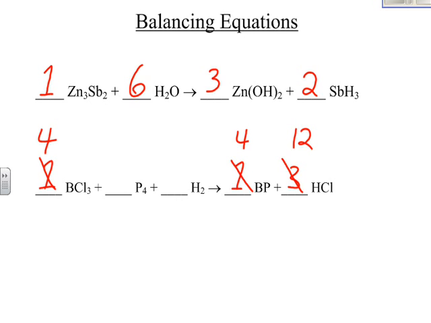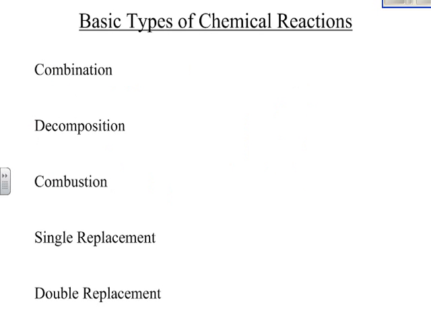So now I have 4 phosphorus on the right. I can get 4 on the left by putting a 1 in front of the P4. And again, I've left the hydrogen for last. I have 12 hydrogens on the right, the product side. To get 12 on the reactant side, I would put a 6 in front of the H2. And so here is our method for balancing equations. So we will need to practice these.